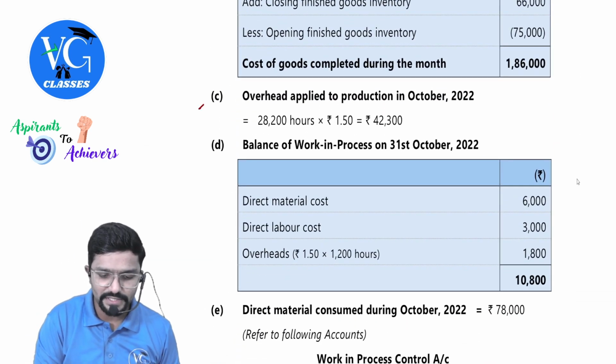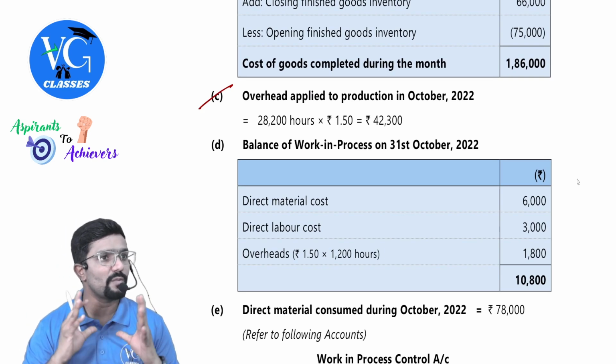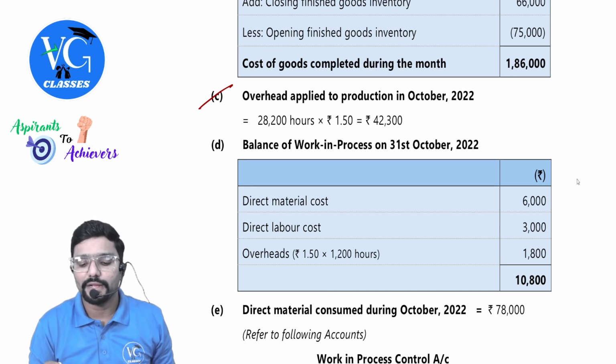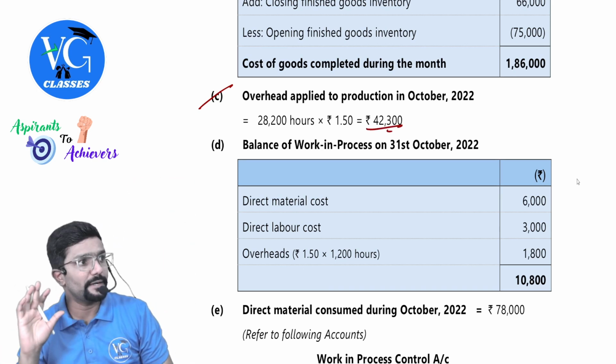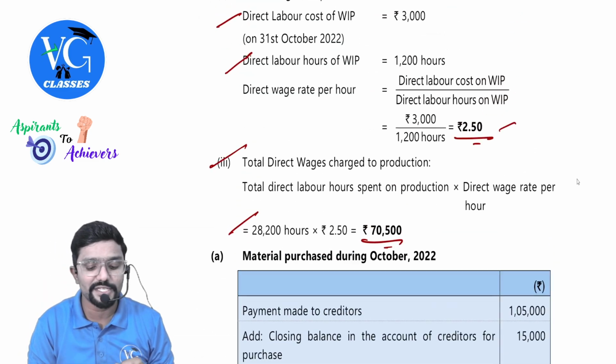Yeah, here you can see. 28,200 labor hours worked. For each hour, what is the predetermined overhead rate? First working note, 1.5. So 42,300. Guys, you might get confused between overhead and labor charges. Please be careful. This is labor charges.